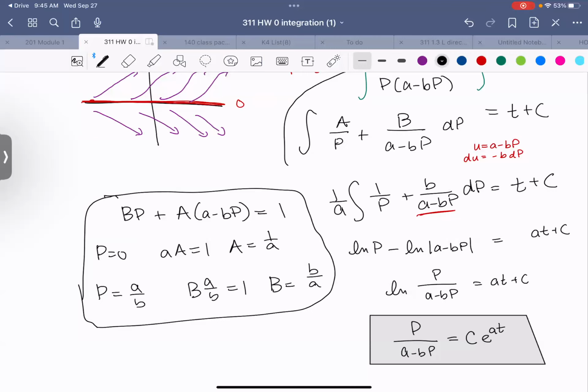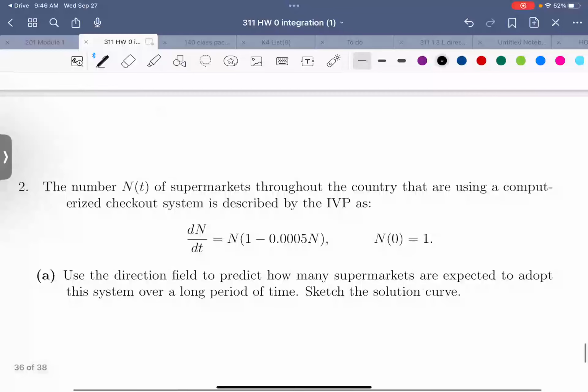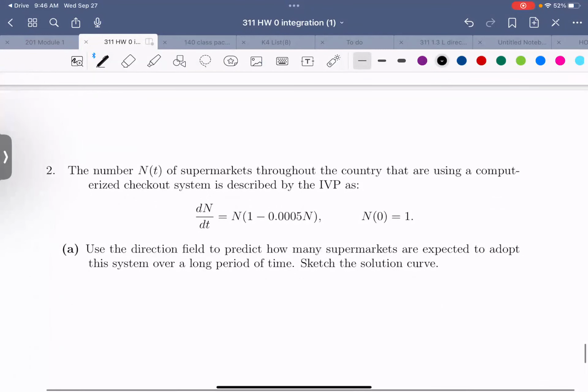So this one separates easily, but then the integral is partial fractions. And I know without numbers, it makes it a little trickier to work with, right? But we can take our time and work our way through. All right, number 2 is the same exact thing, only now you have numbers in there for a and b, right? The number of supermarkets throughout the country using a computerized checkout system is described by this IVP. Use the direction field to predict how many supermarkets are expected to adopt the system over a long period of time and sketch the solution curve.